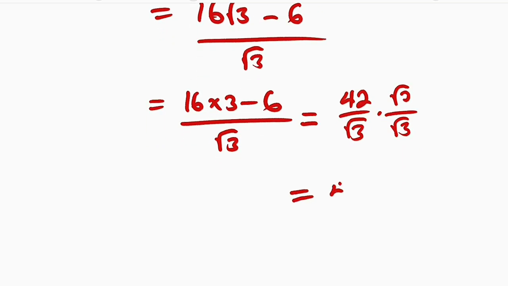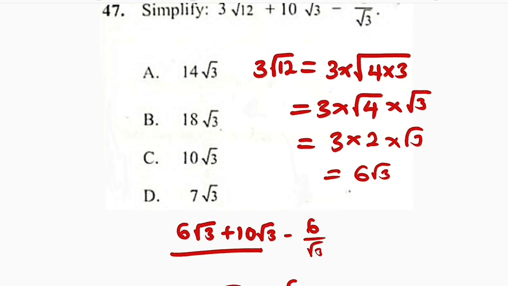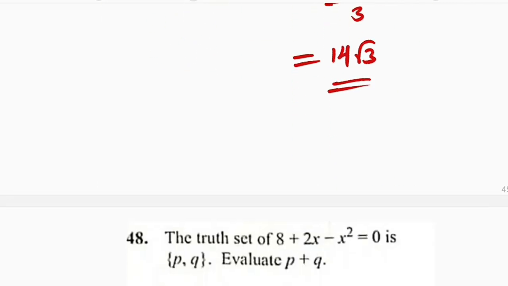So to the top, we have 42 root of 30 divided by 30, because root 30 times root 30 is root 30 squared, which is 30. And you should know that 3 can divide 42 14 times. So we have 14 root of 30 as our final answer, which is option A.